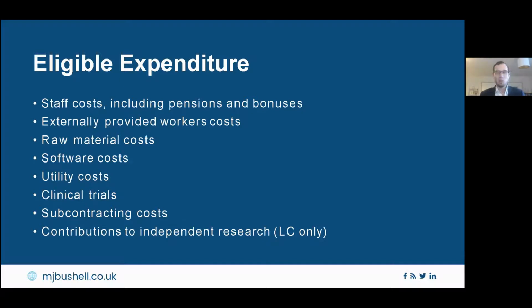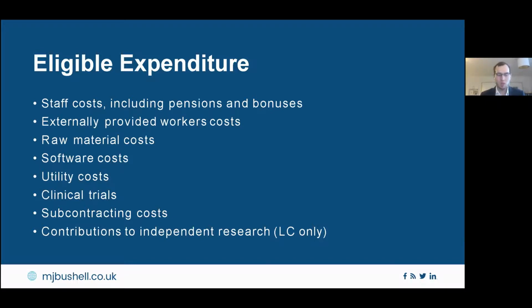Second, you've got externally provided workers. This is similar to staff costs, but is restricted to only be able to claim 65% if they're an externally provided worker. Then you've got raw material costs. That's any costs involved in producing prototypes as part of your R&D project. Any wasted material costs in that process of carrying out tests or trying to develop new products, then all of that can be claimed.